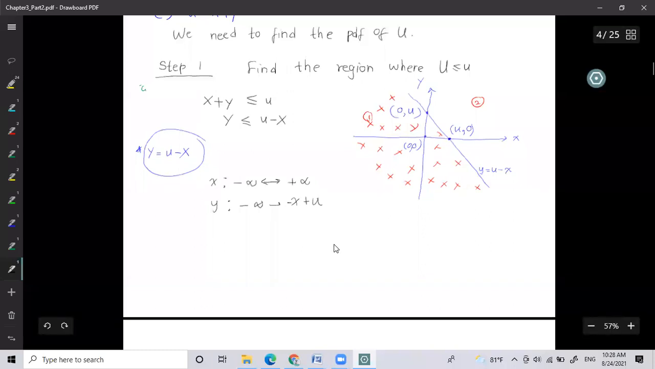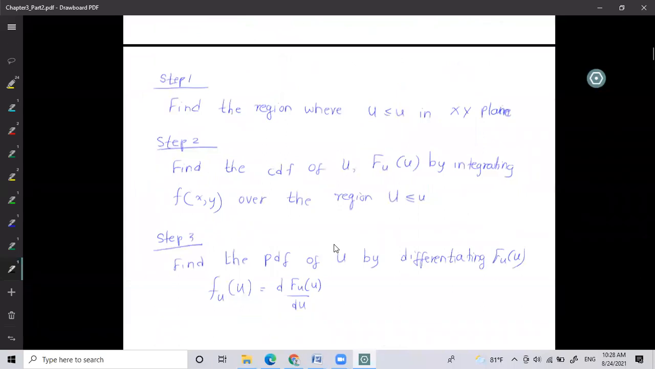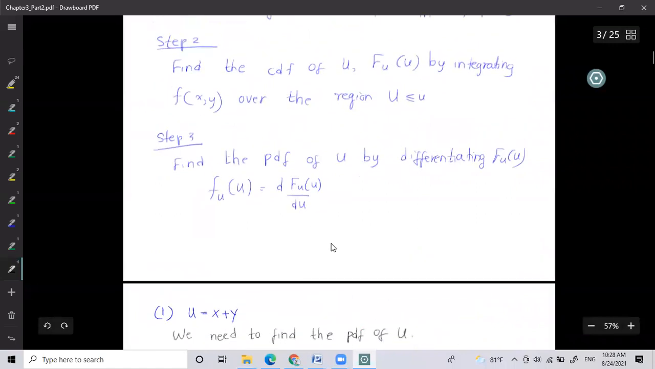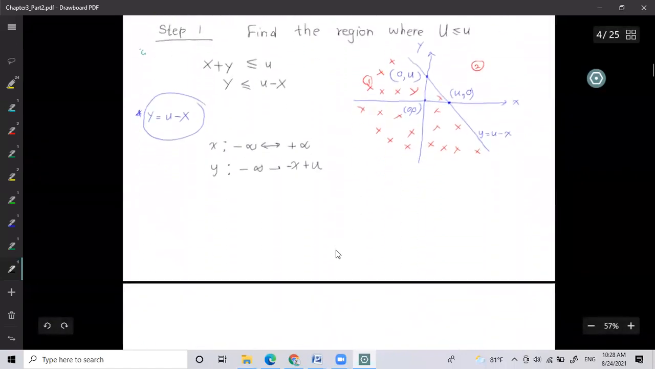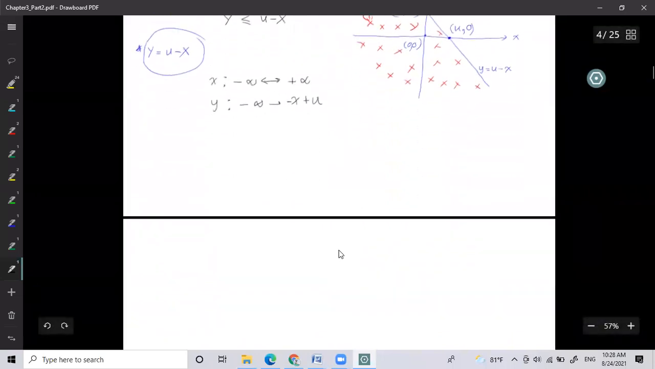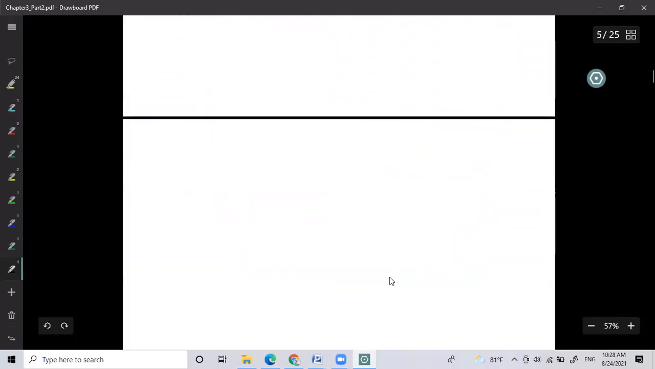After we figure out the region, what is our second step? You have to find the CDF of u, by integrating the joint density of x and y. Shall we do that? So our first step is done. We have found the regions of x and y, or actually the region of u in this case. So let's try to find the PDF now, starting with the CDF.